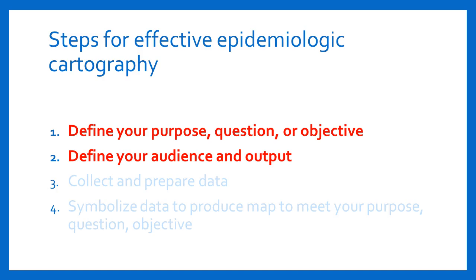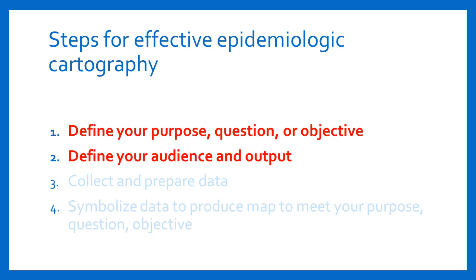So cartography is the production of maps, which is a visual representation of geographic data. And epidemiologic cartography, by that I simply mean that we want to visually represent epidemiologic data. But epidemiologic data is not like traffic data or weather data. There are some particular things we need to think about when we've got public health data. So I've got 4 steps that I think are really important for producing effective maps.